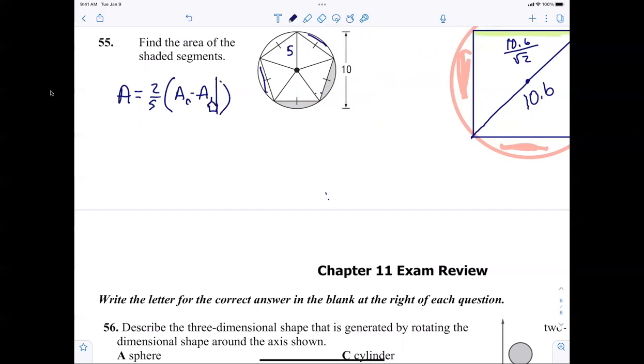All right, hopefully that makes sense. Sorry about my pen acting up. So we have 2/5 times, all right, now we're going with pi. What's the radius? 5 squared. Is everybody happy with that? Minus. All right, now this is 5 here, correct? And this is 5 here, correct?